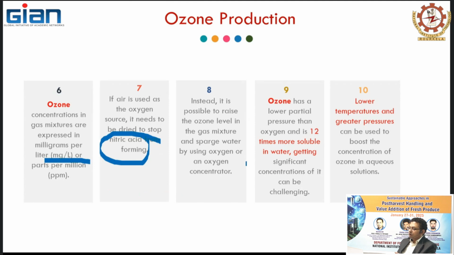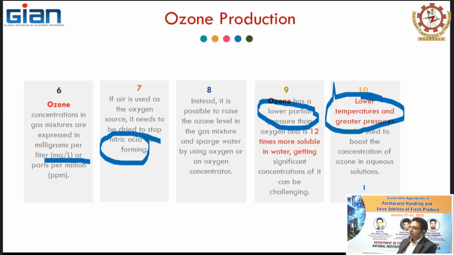Then, because we are dealing with ozone properties, it has a lower partial pressure but is highly soluble in water compared to air. And in most cases, when we generate ozone at low temperature and higher pressure, it may give a higher concentration of ozone.